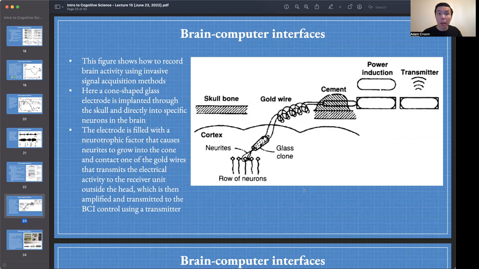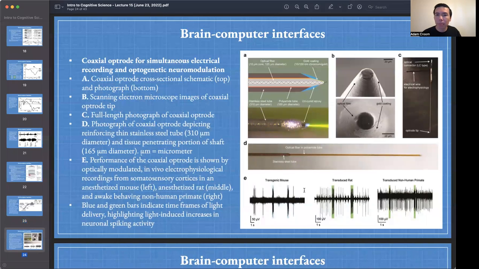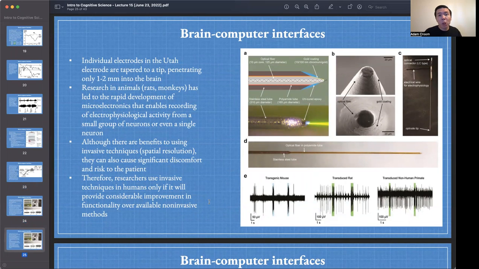Cool. What's nice about this image is we just get a picture of what's going on in this depiction here. Individual electrodes in this Utah electrode, as it's called, are tapered to a tip, penetrating only 1 to 2 millimeters into the brain. Research in animals such as rats and monkeys has led to the rapid development of microelectronics that enables recording of electrophysiological activity from a small group of neurons or even a single neuron. Although there are benefits to using invasive techniques, such as increased spatial resolution, they can also cause significant discomfort and risk to the patient. Therefore, researchers use invasive techniques in humans only if it will provide considerable improvement in functionality over available non-invasive methods.